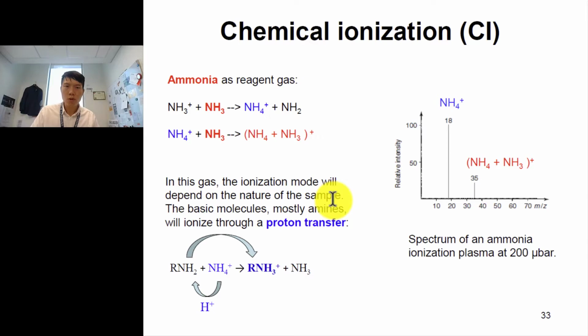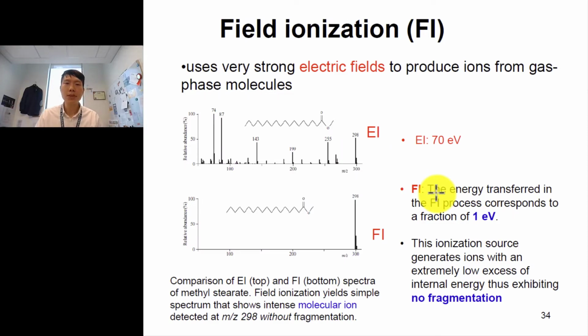So the use of ammonia allows for proton transfer. Or ammonium, the amine form, you give off the protons. Again, you want to form charged particles. So here are your signals. Okay, 200 microbar. Next, FI, field ionization, uses a very strong electric field to produce ions from gas phase molecules.